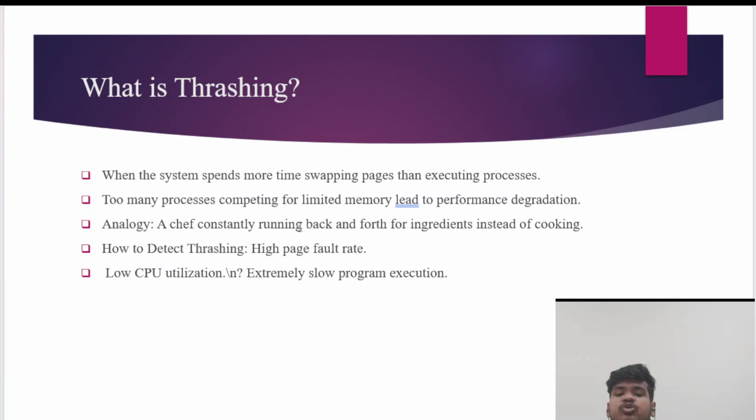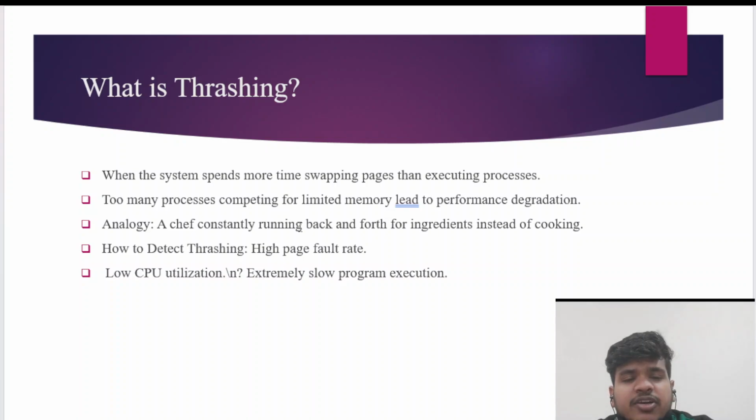Thrashing also happens when too many processes are competing for too little memory. Instead of running efficiently, the system keeps swapping pages. Swap in, swap out, swap in, swap out, swap in, swap out. So it slows everything down. Now, how to detect thrashing?